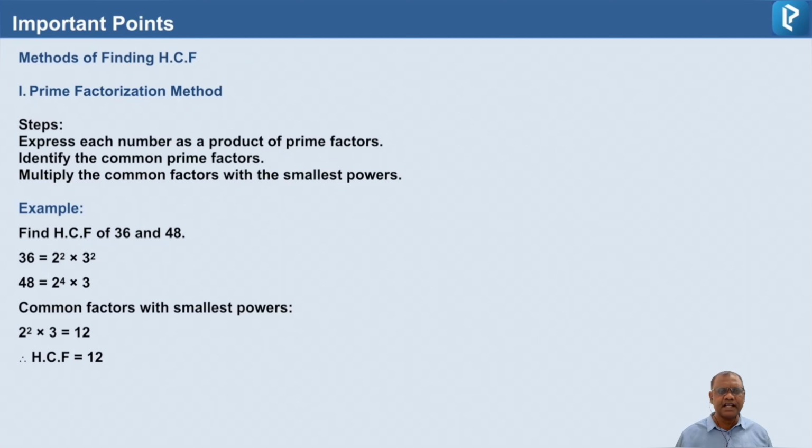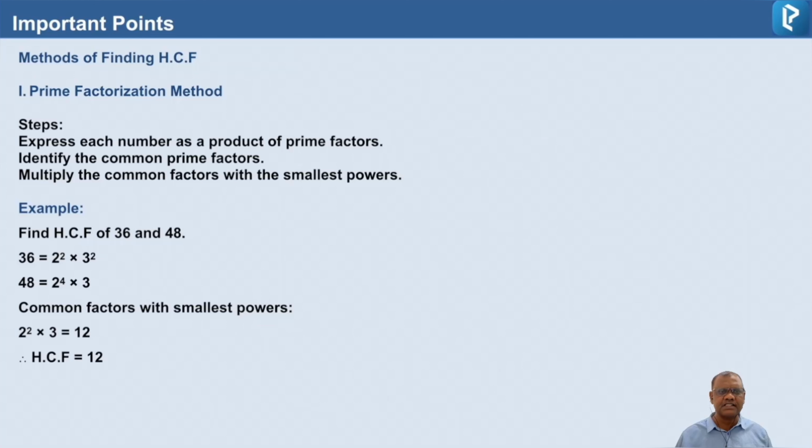Methods of finding the HCF. So first method is prime factorization method. So what are the steps here? Express each number as a product of prime factors. Second step, identify the common prime factors. Then multiply the common prime factors with the smallest powers. So that gives the HCF of the numbers.